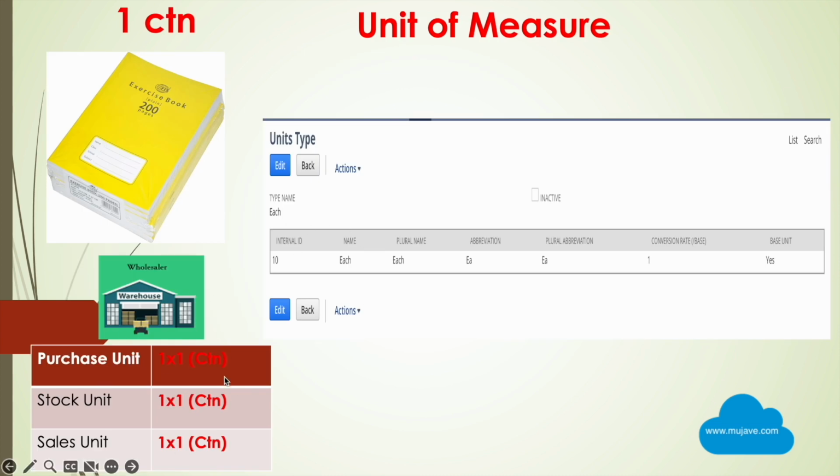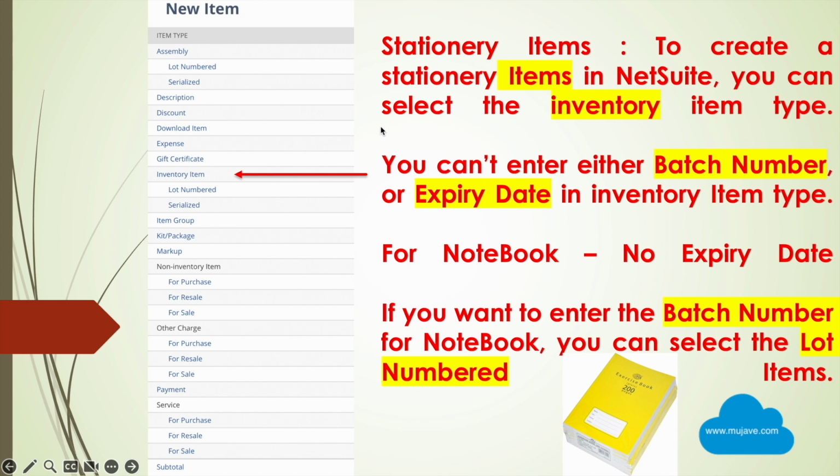Here you can see the unit of measure for the wholesaler. Here the purchase unit, stock unit and sales unit are all the same. Here you can see the unit of measure, its name, plural name, abbreviation, conversion rate, and we set the base unit as yes because this is the base unit the wholesaler can sell. Let's see how to create stationery items in NetSuite.